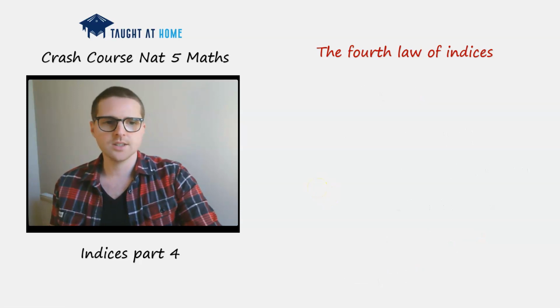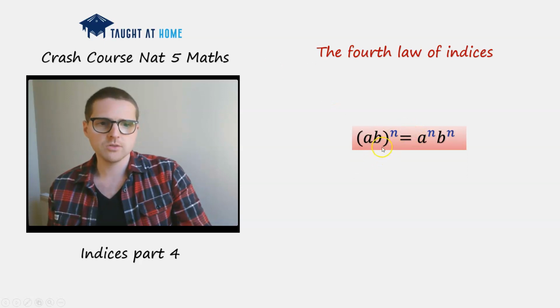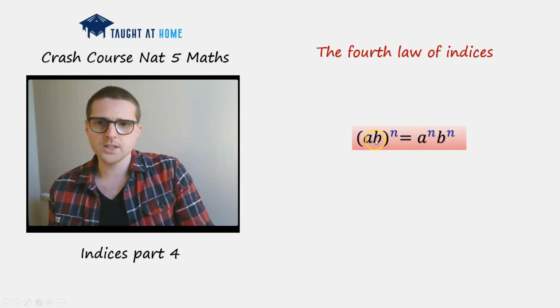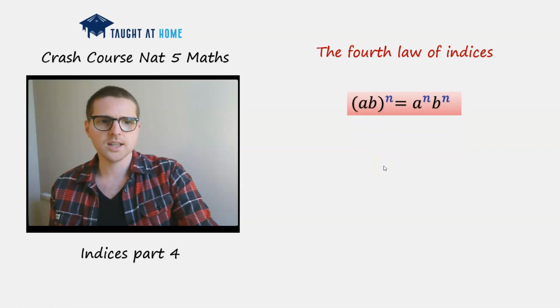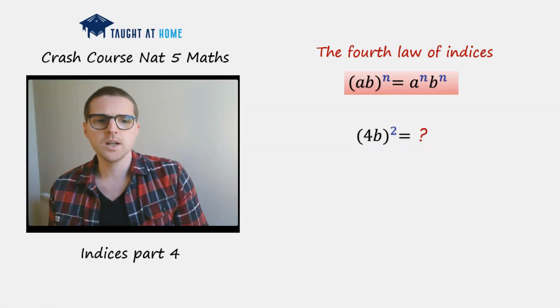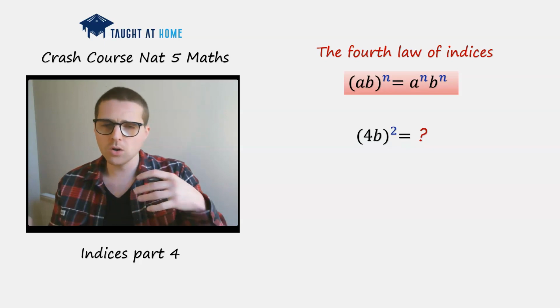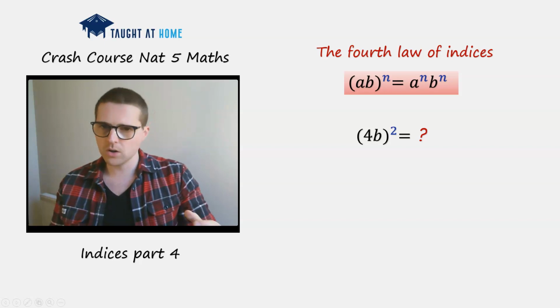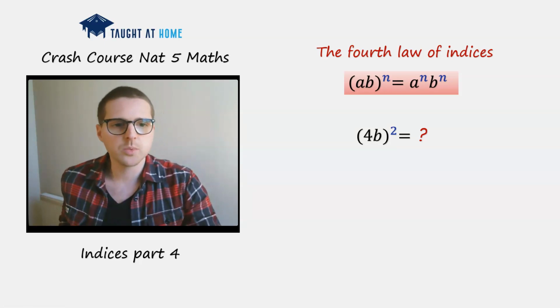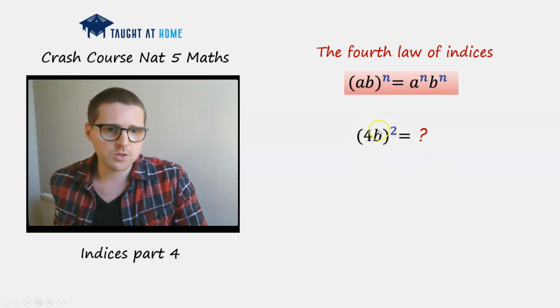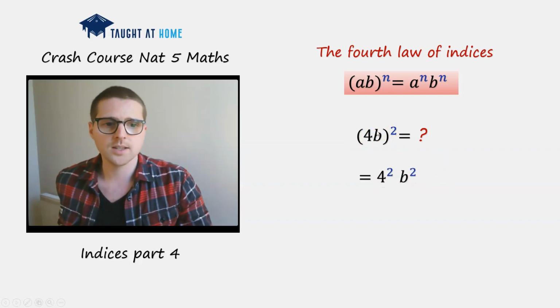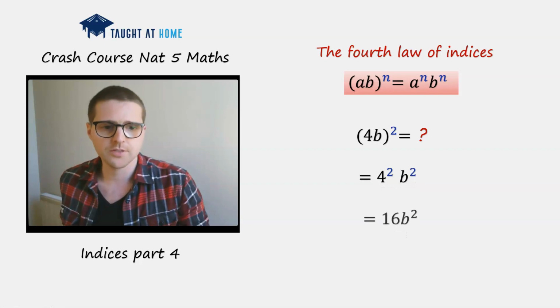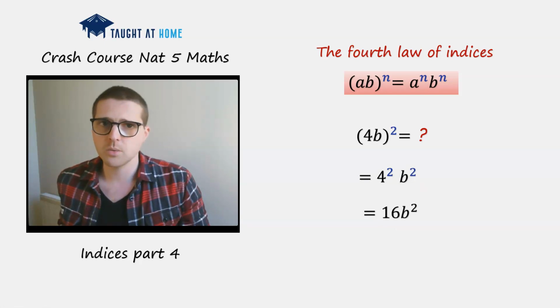So the fourth law of indices states that when we have two numbers or pronumerals multiplied by each other, all raised to a power, then that power is being applied to the individual numbers. So let's take an example: (4b) squared. So 4b all squared. That's different, by the way, to saying 4b squared. It's 4b all squared. So what we're going to do is apply this square to each of the individual terms, and what we get is 4 squared b squared. 4 squared, to finish it off, would be 16b squared.